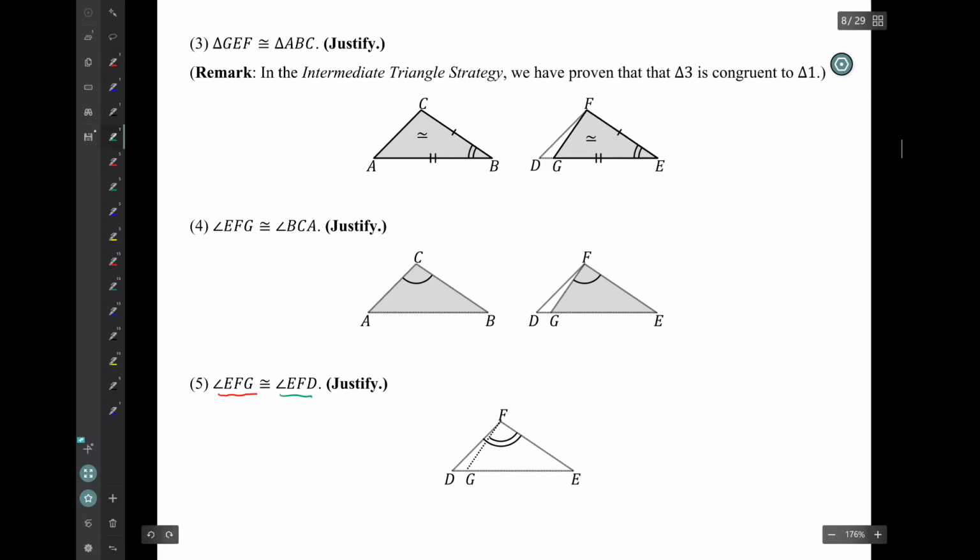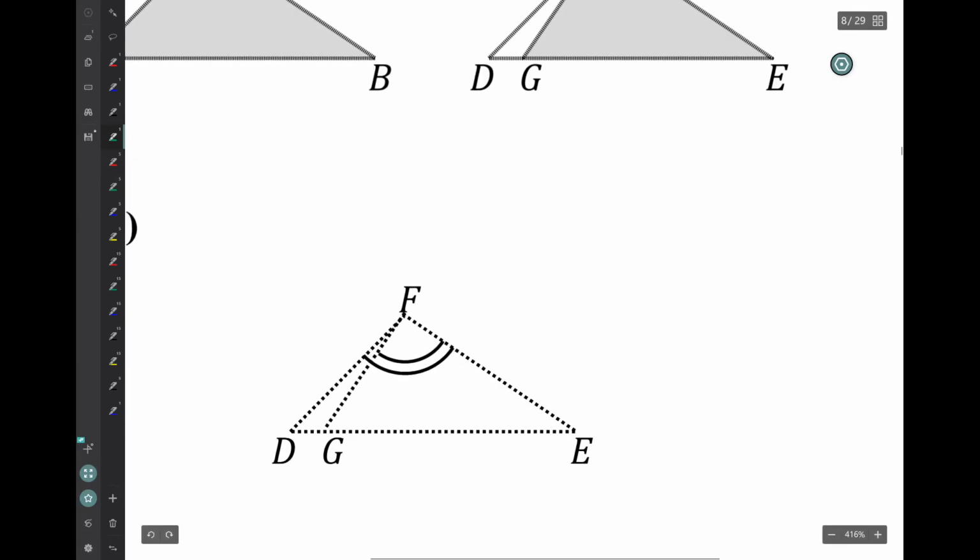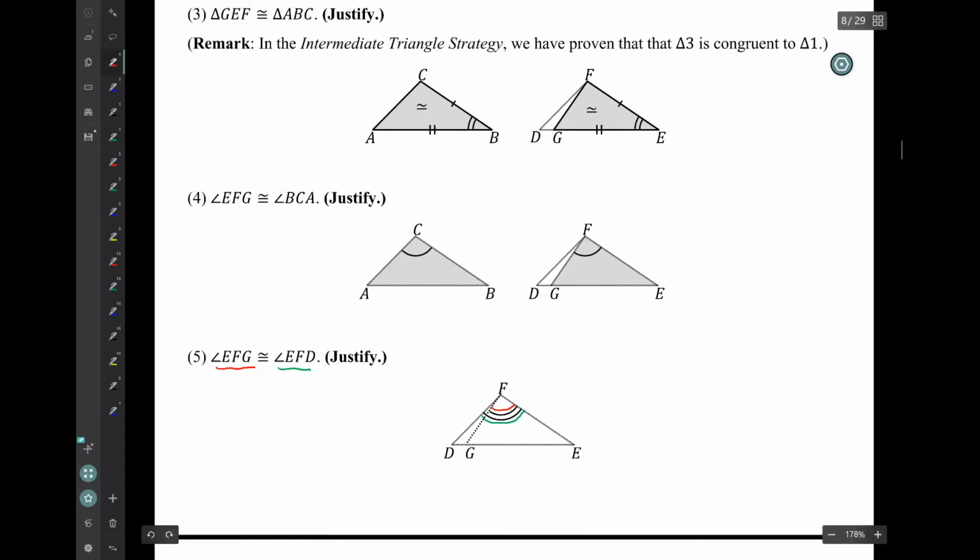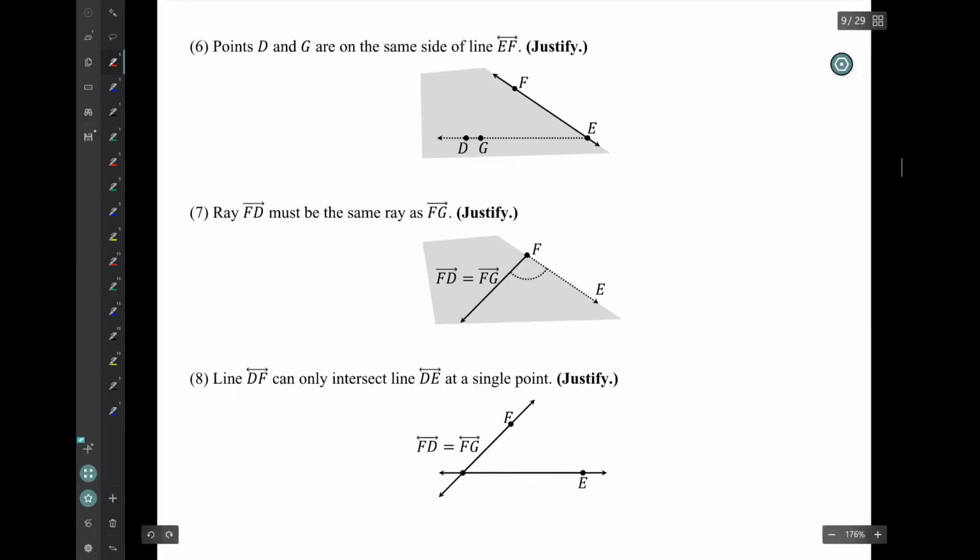Let's zoom in on this drawing so that we can look more carefully at that. EFD is this angle, EFG is this angle. So this statement says that those angles are congruent. You'll justify that in a homework exercise. Statement 6 says that points D and G are on the same side of line EF. That is, they live in the same half plane. You'll justify that.